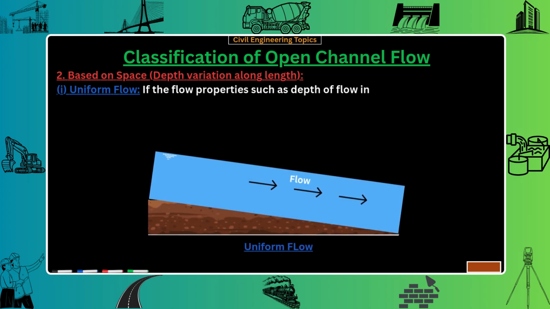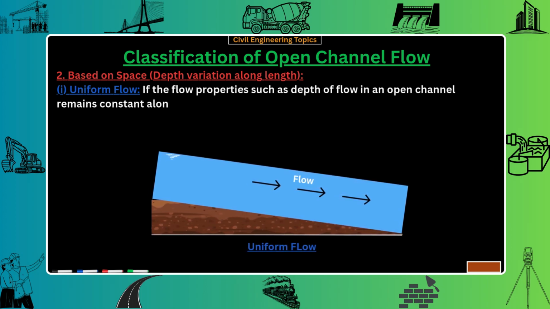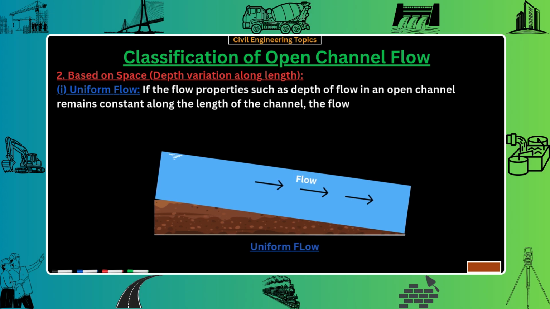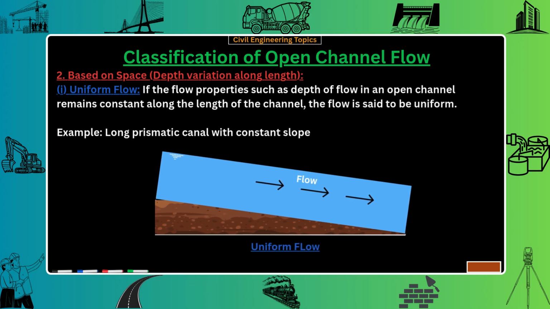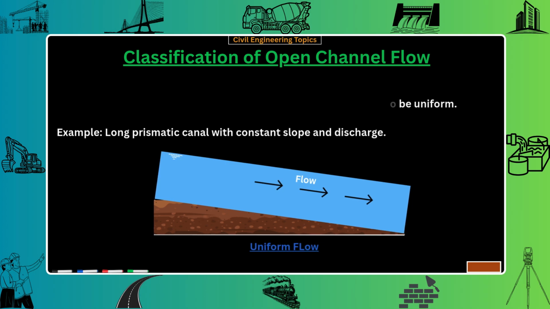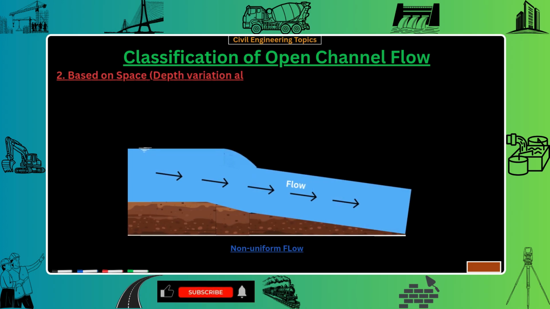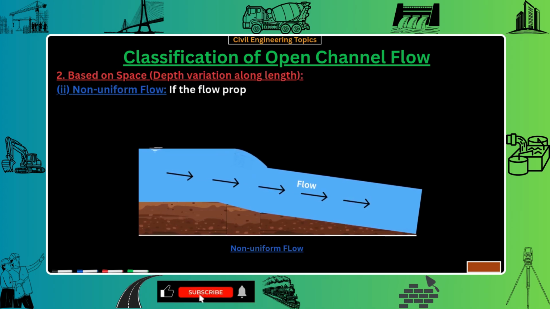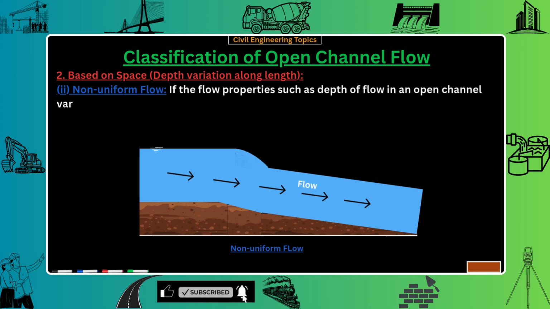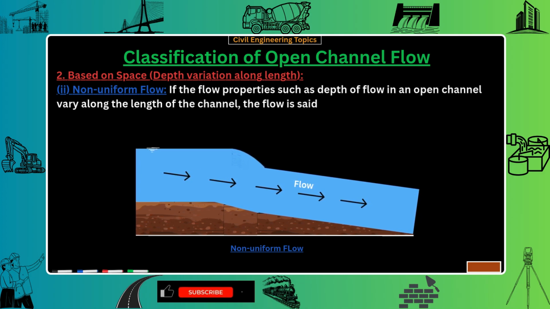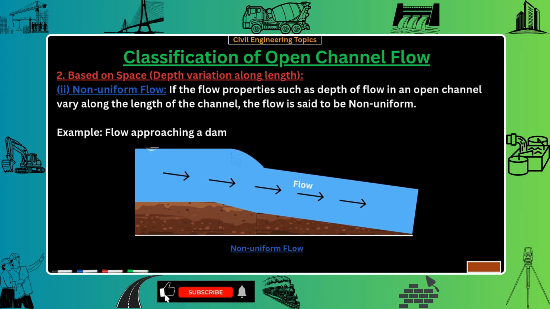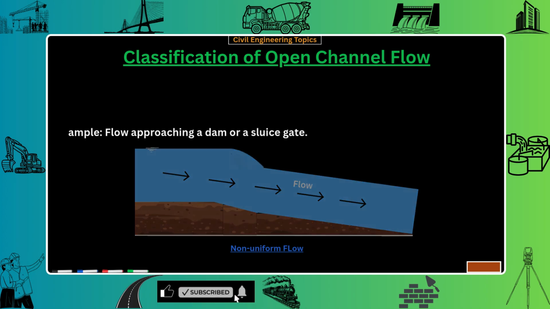If the flow properties such as depth of flow in an open channel remain constant along the length of the channel, the flow is said to be uniform. Example: long prismatic canal with constant slope and discharge. And if the flow properties such as depth of flow in an open channel vary along the length of the channel, the flow is said to be non-uniform. Example: flow approaching a dam or a sluice gate.